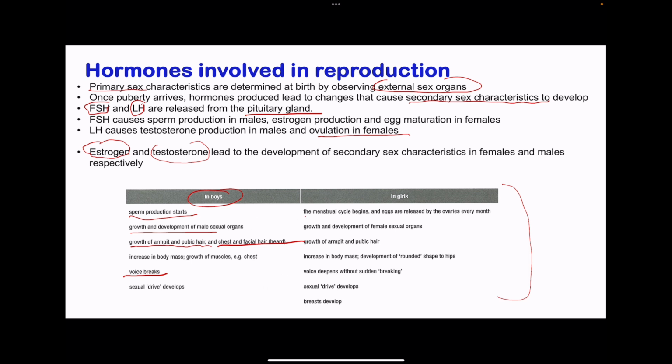In girls, the menstrual cycle is going to begin and the eggs are going to be released by the ovaries every month. There is growth and development of female sex organs. There is going to be growth of armpit as well as pubic hair. There is going to be increase in body mass as well as development of a more rounded shape. The voice is going to deepen without sudden breaking, and sexual drive is going to develop. Breasts are also going to develop.